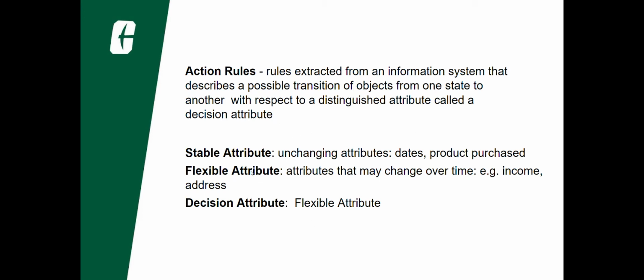There are three types of attributes to take into account when we're looking at action rules. Stable attributes are unchanging. Examples like dates, products that were purchased in a certain order. There are also flexible attributes, attributes that may change over time. Example of that could be income, address, any attribute that is subject to change. And the decision attribute is ultimately the attribute that we're focused on with these action rules. It is a flexible attribute.